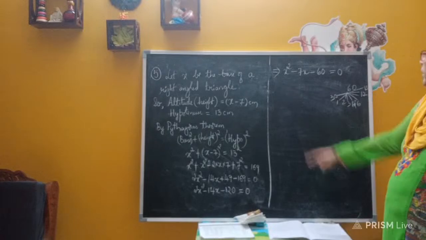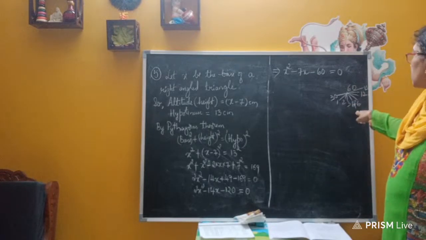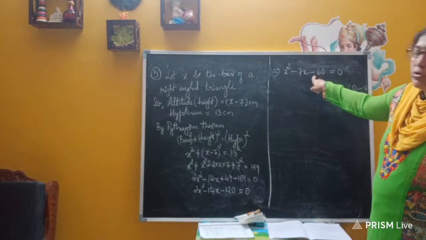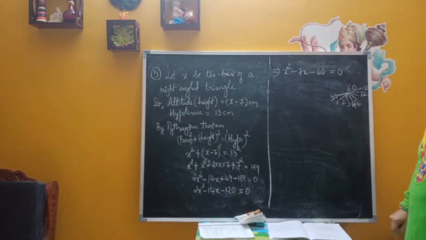Okay. Now what to do? When we take any two factors from this and multiply them, we should get minus 60. And when we add them, we should get minus 7. How do we find it now? Which are the two factors?